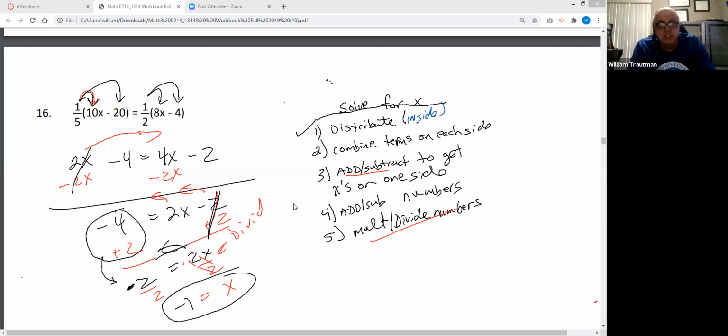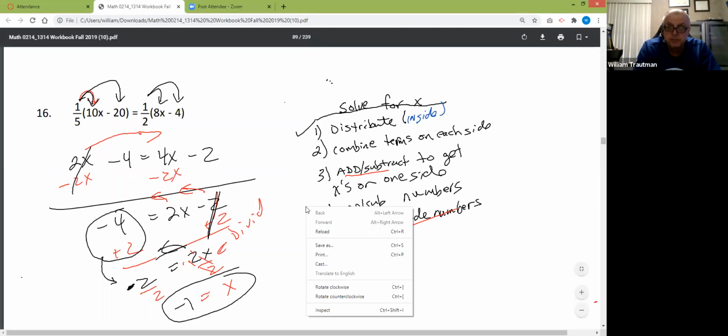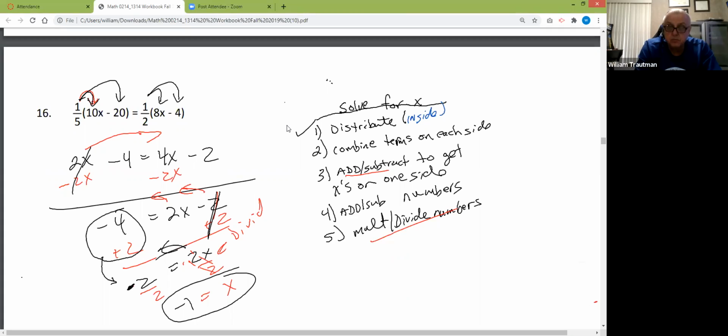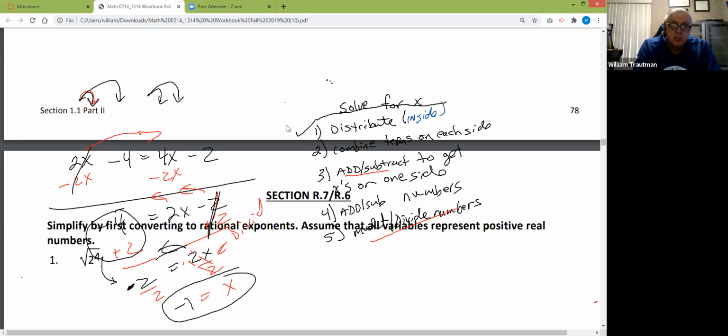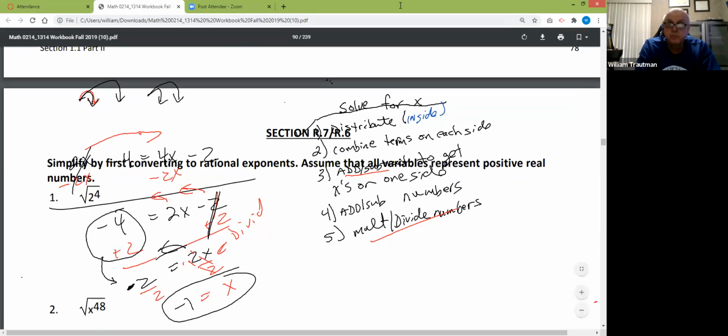And that is our first section of college algebra. So if you came into college algebra without taking a co-req, this is what you do on day 1. And luckily we had a little solving for x already. I'm going to hit stop.